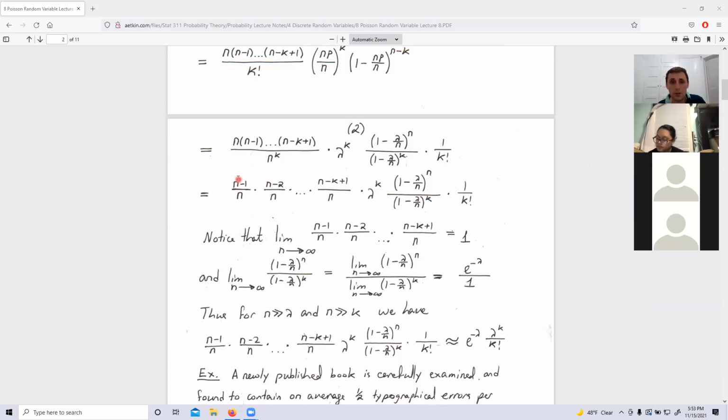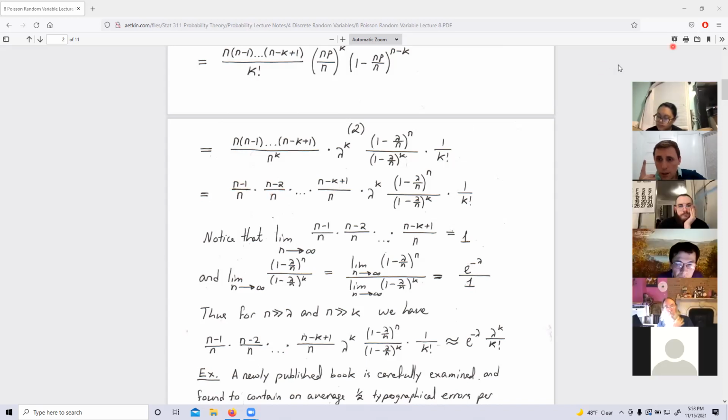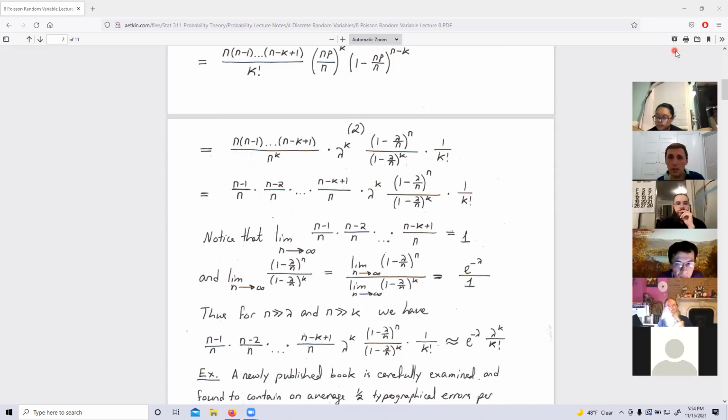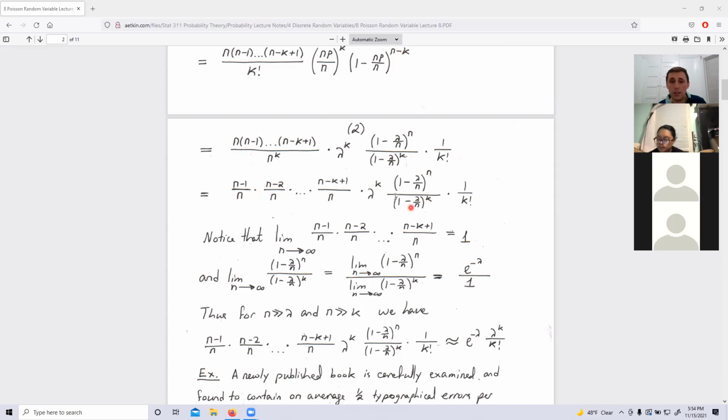So what do you see? You see that this ratio and this ratio and this ratio are almost all equal to 1, because if you subtract 5 from a million, you barely notice it. Take a million minus 5 over a million, you get something very, very close to 1. Slightly smaller than 1, but very close to it. And that's true for all of those ratios. So this is almost 1, this is almost 1, this is almost 1. This is just lambda to the power of k, the expected value. And what about the denominator here? 1 minus lambda over n to the power of k.